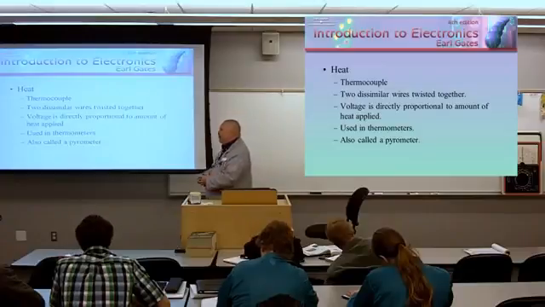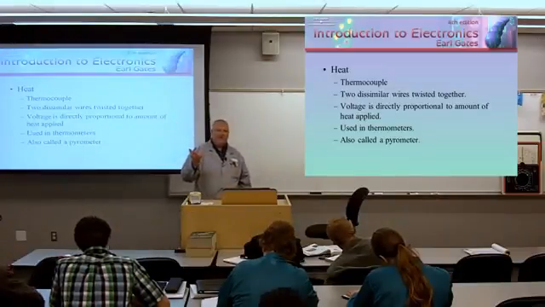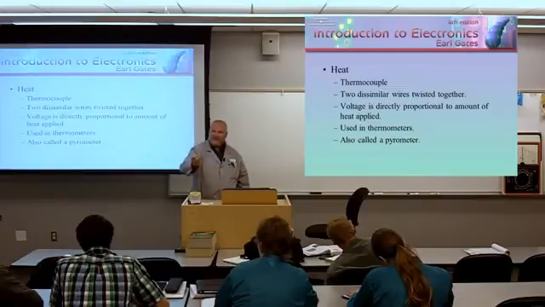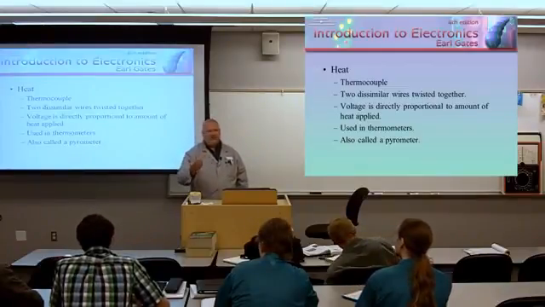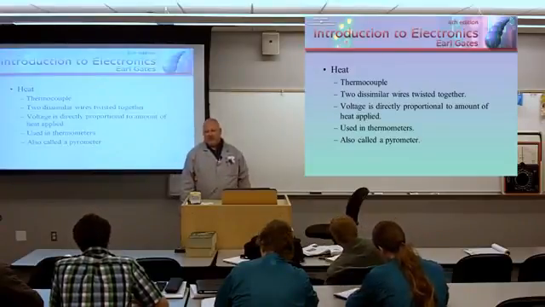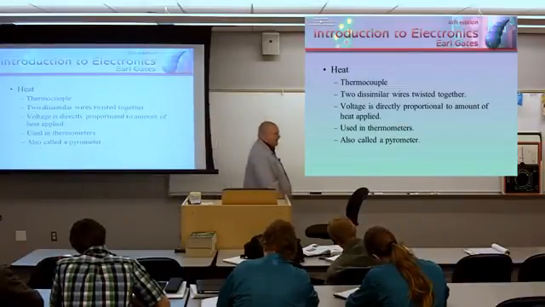These are going to be used in thermometers. If you've seen a digital thermometer, typically that's going to be a thermocouple. Because what it does is you apply heat to it, it produces a voltage. The voltage gets converted to an equivalency of either Fahrenheit or centigrade. And then you read it out. Real simple way of doing it. Also called a pyrometer. Pyrometer.